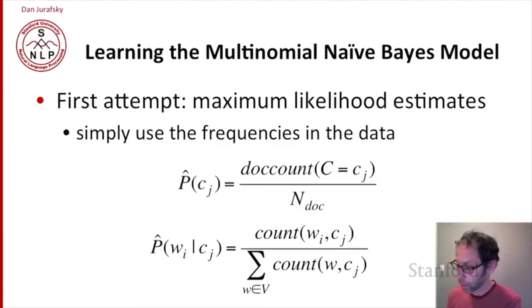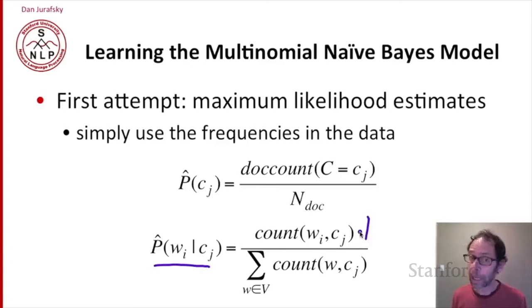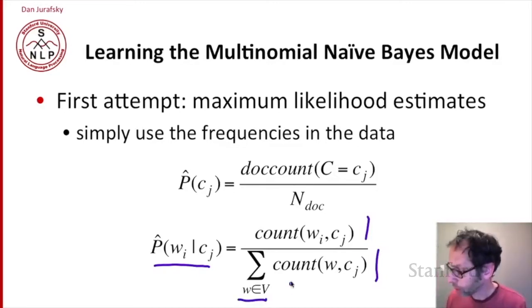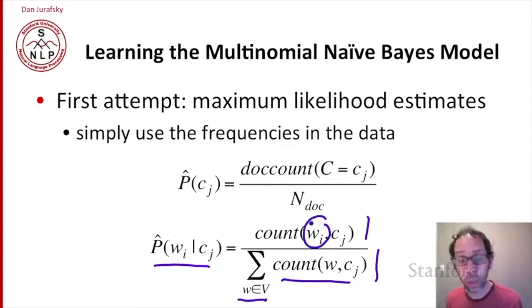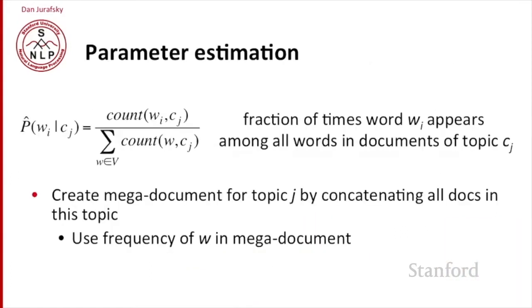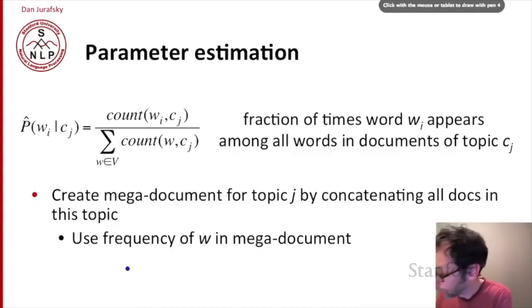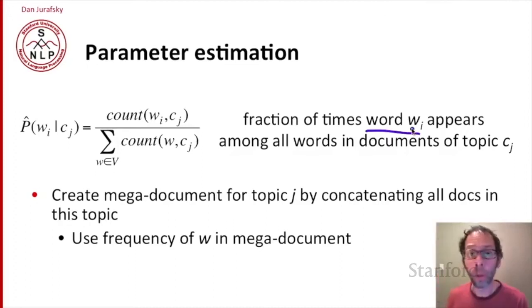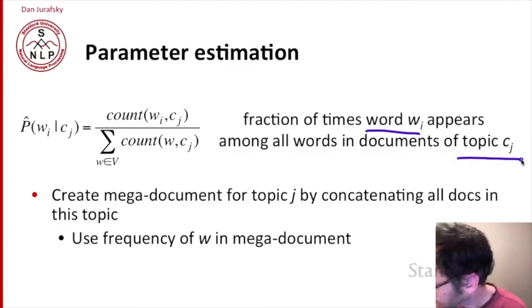For the likelihood, the probability of word sub I given class sub J, we count the number of times word sub I occurs in documents of class J, and we normalize by the total number of words in class J, so the sum over all the words in the vocabulary of the count of those words in documents of class J. So out of all the words in documents of class J, how many of them are our particular word sub I we're looking at? So we're going to compute the fraction of times a word wi appears among all the words in the document of this particular topic C sub j.